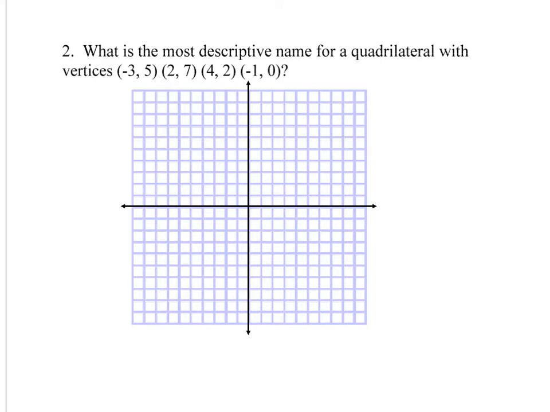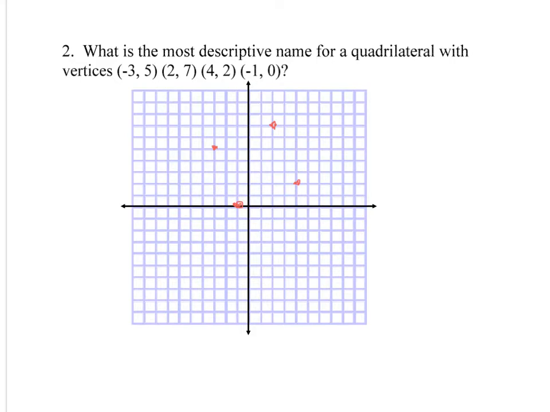Okay, so first thing I would do, though, is just fill in the points. So we're at -3, 5, that's right here. We're at 2, 7, that's going to be right here. We're at 4, 2, that's going to be right here. And we are at -1, 0, that's going to be right here.